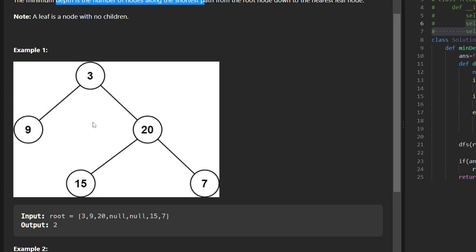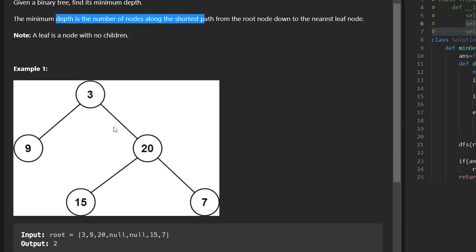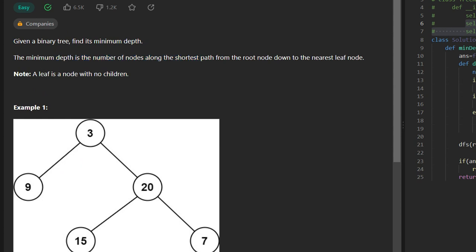If I talk of 15, the distance between 3 and 15 is going to be 1 plus 1 plus 1, which is 3. Similarly, if you talk about 3 to 7, it's going to be 1 plus 1 plus 1. So basically the idea here is, for any path you take from the root to a leaf, we have to count the number of nodes involved in it. That is going to be called the minimum depth. And ultimately the question is you have to return the minimum depth. Given a binary tree, find its minimum depth. This is the question.